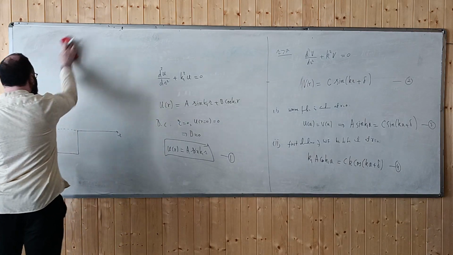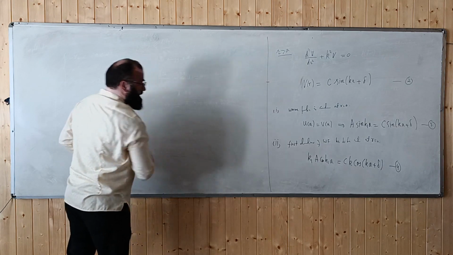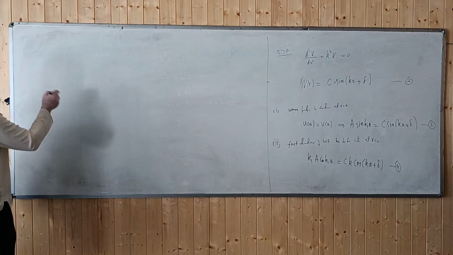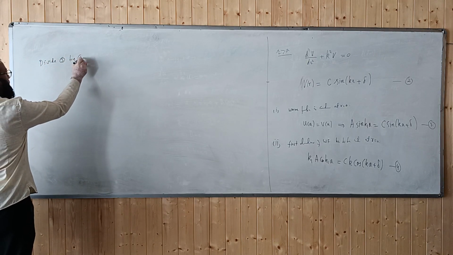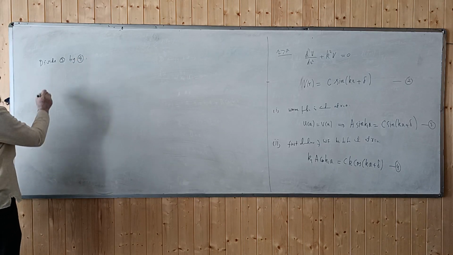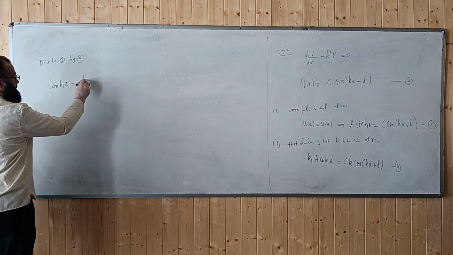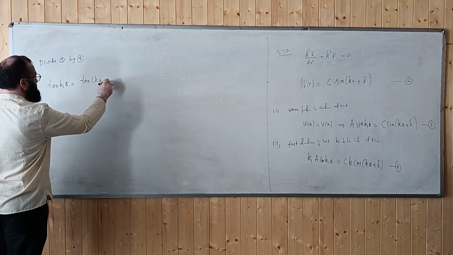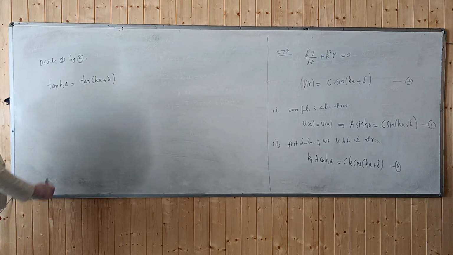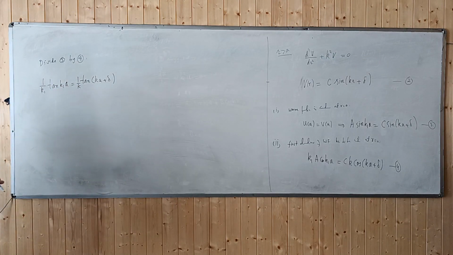It will help us to eliminate these constants. So divide third by 4. What does it mean? So the LHS is simply tan of k1a, equal to tan of (ka plus delta), and here is 1 by k1, and here it is 1 by k. Clear? Got it?